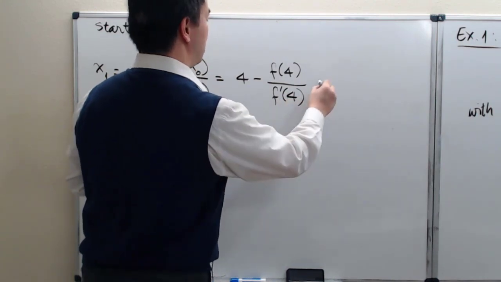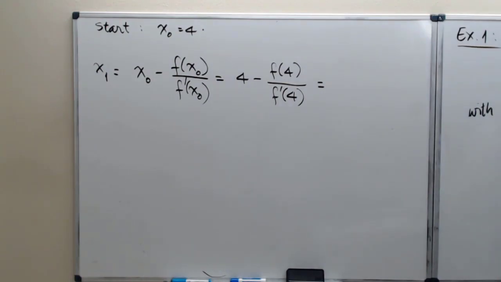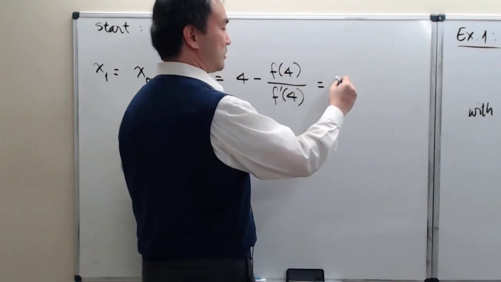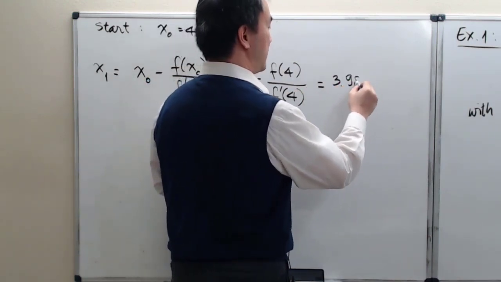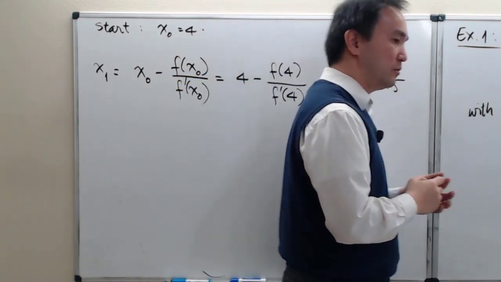Okay, so my calculation, allow me a minute or so to step out for calculation. All right, so my calculation showed x1 equals 3.983475. Let me quickly double check before we move on.